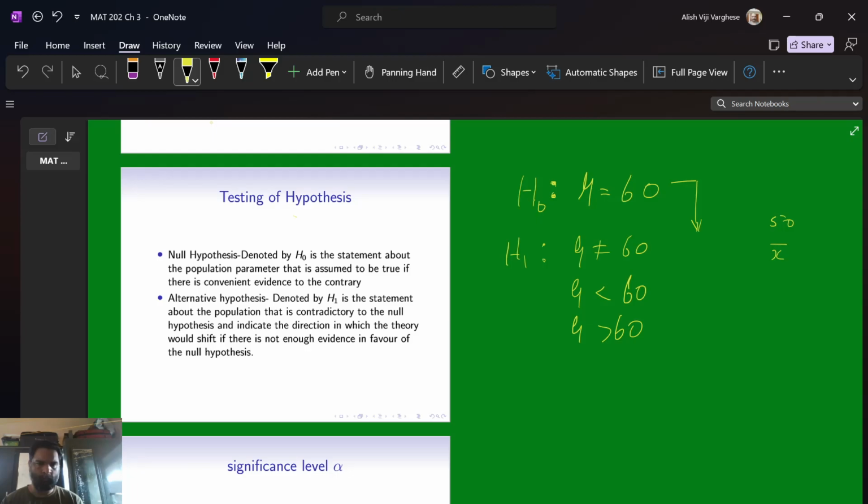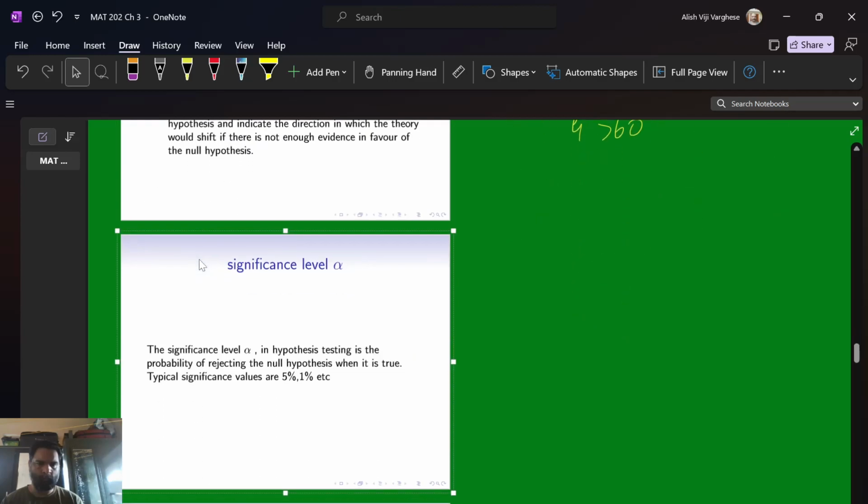So if we reject the null hypothesis, what is going to happen? That should be specified before we start our testing of hypothesis. That is, even before we take the sample from the population. Then there's a concept of null hypothesis and alternative hypothesis.